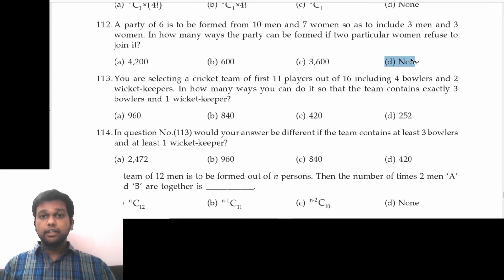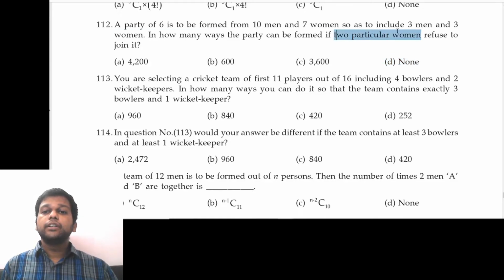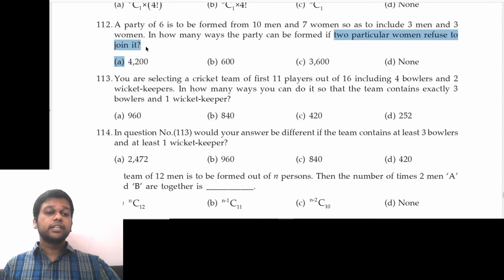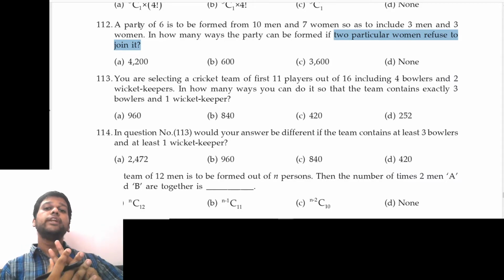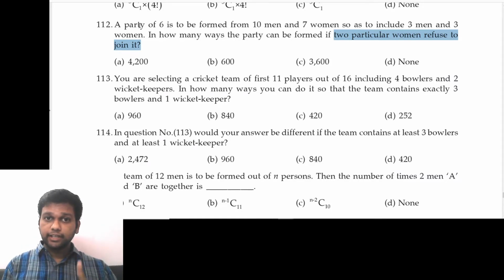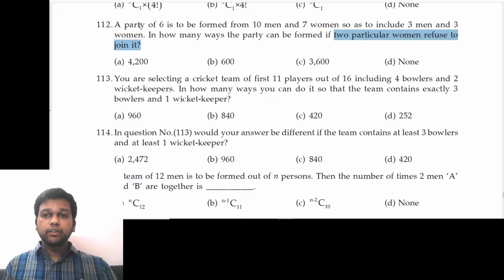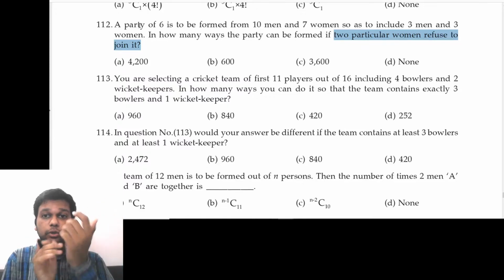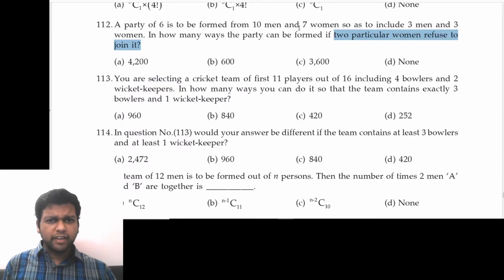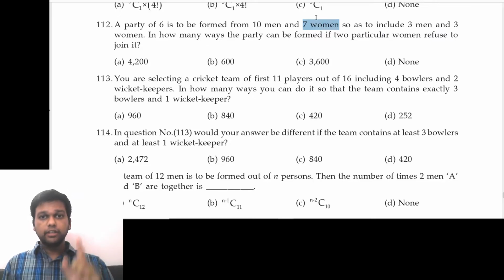Please understand, this is not like 2 particular women refuse to join it together. It is not like that. There is a question in the exercise where they are saying X and Y refuse to join it together. This question says that 2 particular women refuse to join it. That means they are not going to join at all. That means we don't have 7 women, we have 5 women only. So out of 5 we have to select 3, and out of 10 men we have to select 3.